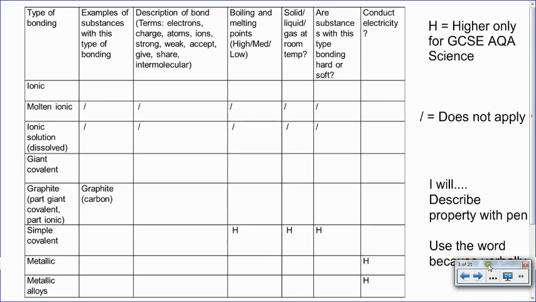So this is the table we're going to use, and we'll fill it out as we go through the video. You can see some parts of it are only required for higher. Some bits don't apply, and we'll talk about that when we get there. And finally, what I'm going to do with the pen is just describe the properties, but I'm going to use the word because verbally. When I say because, listen closely to what I'm saying, because I'm explaining the properties, and you might like to annotate those explanations on your table. I imagine you'll need to write quite small though to get all the information on.